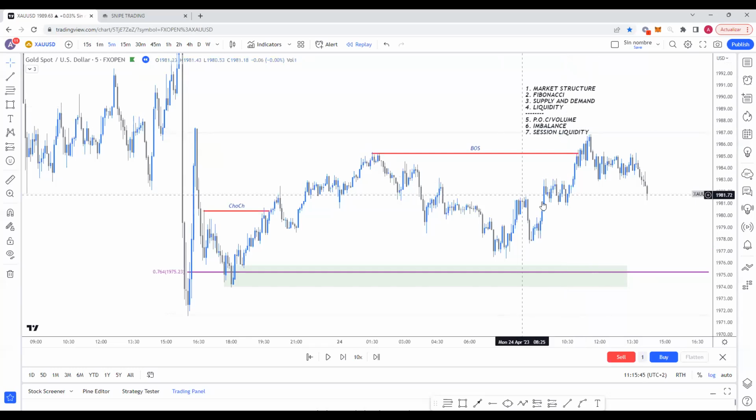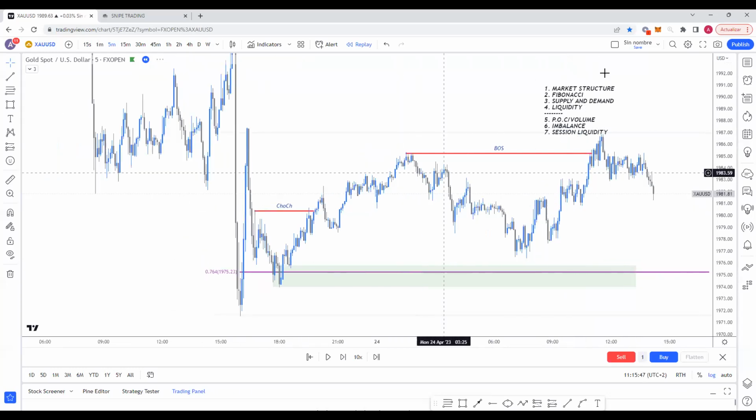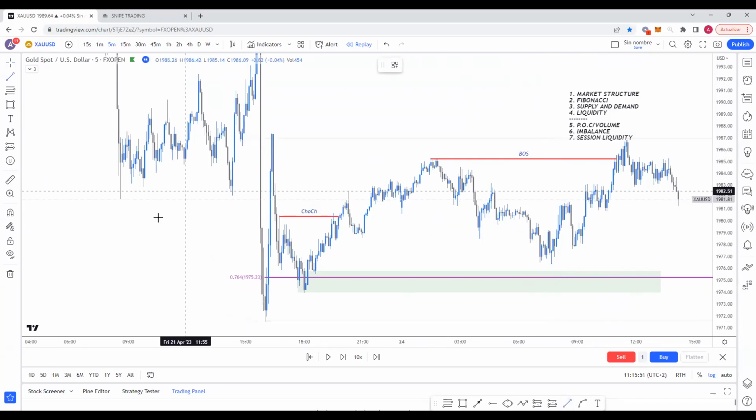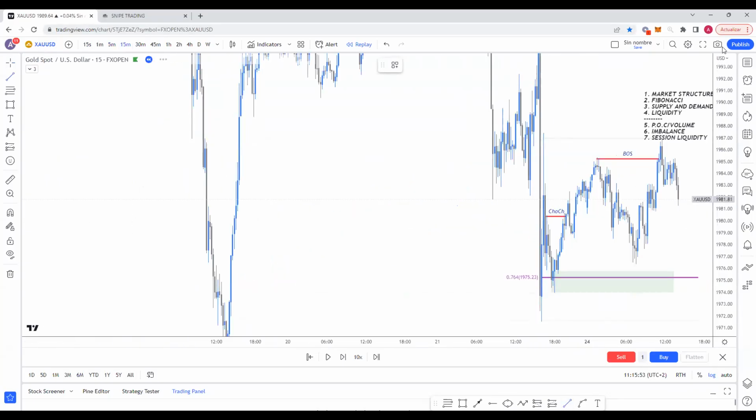Then we look for supply and demand zones. It was this one. And then liquidity. Price had swept liquidity. Let's go back onto the 15-minute.